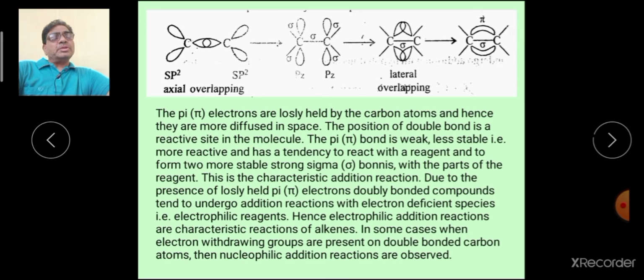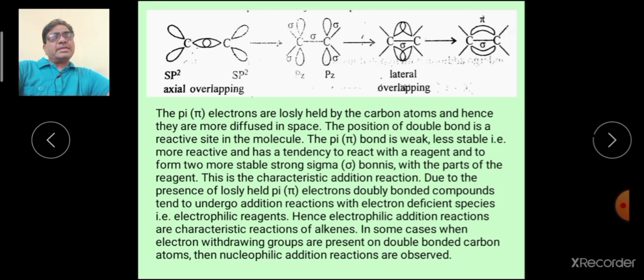Therefore these compounds contain two bonds. One is a sigma bond and another is a pi bond. The sigma bond is a strong bond and the pi bond is a weak bond. Now we know the pi electrons are loosely held by the carbon atoms and hence they are more diffuse in space. The position of the double bond is a reactive site in these molecules. The pi bond is weak, less stable, more reactive and has a tendency to react with a reagent to form two or more stable sigma bonds with parts of the reagent.